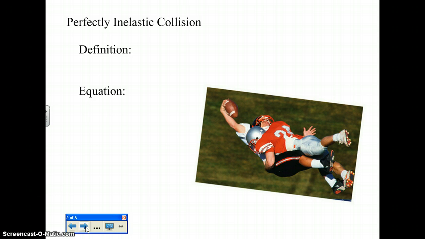And a perfectly inelastic collision, for your definition here, is a collision in which two objects stick together after colliding. A collision in which two objects stick together after colliding.